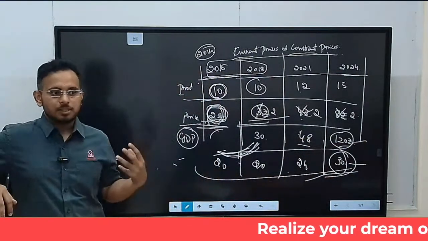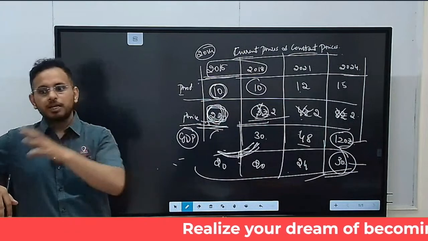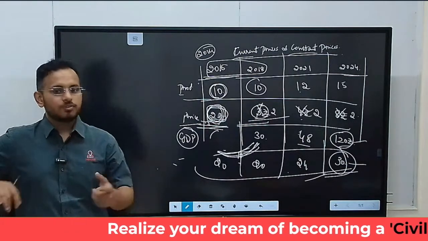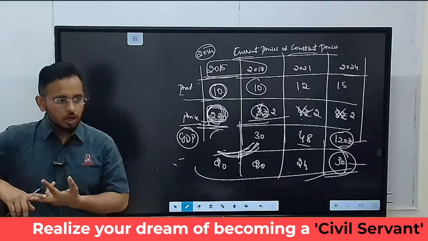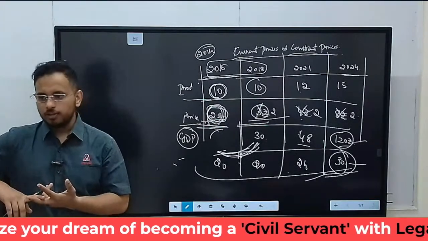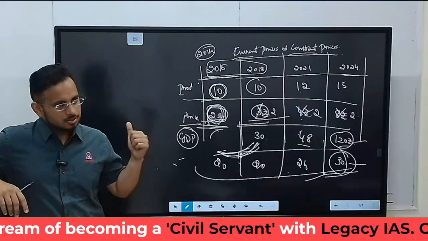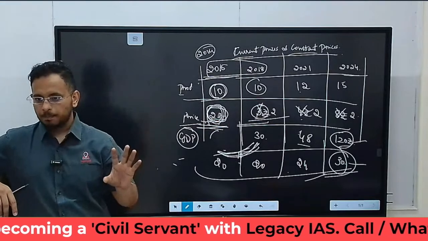This is a very basic concept. We will be extrapolating this to multiple other concepts. You will have the real GDP, you will have the nominal GDP. We'll have the real inflation, we'll have the nominal inflation. If you understand this, then all that will become easy.